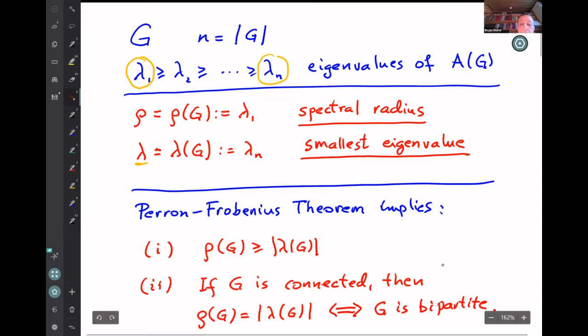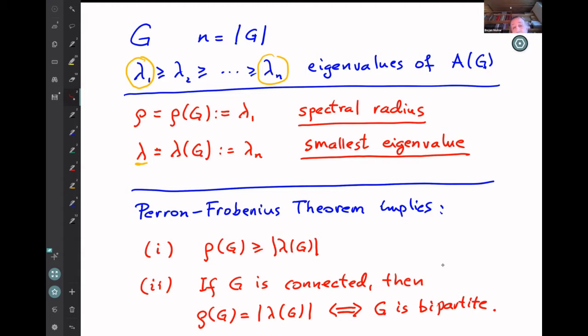There is an addition to Perron-Frobenius, which says if a graph G is connected, then the largest eigenvalue is simple, and it's also the largest eigenvalue in modulus unless the graph is bipartite. So there is a simple characterization: a connected graph is bipartite if and only if its smallest eigenvalue has the same magnitude as its largest eigenvalue.